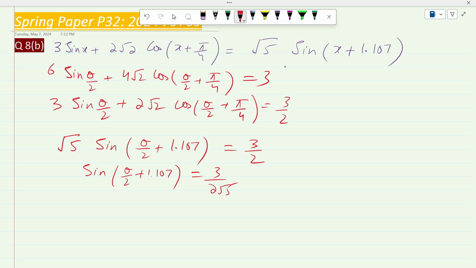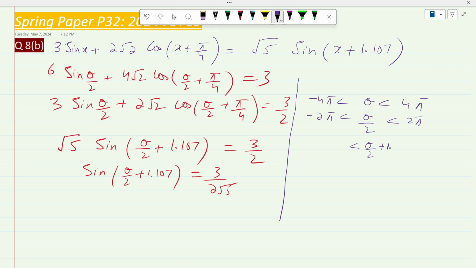Okay, so we have done the first part. Before we start our question, let's see what is the range of this question. The range given for this question is minus 4 pi to 4 pi for theta, but we have theta over 2, so it would be minus 2 pi to 2 pi, and then we have 1.107, so let's add 1.107 to both left hand side and right hand side. Let's see what is the value.